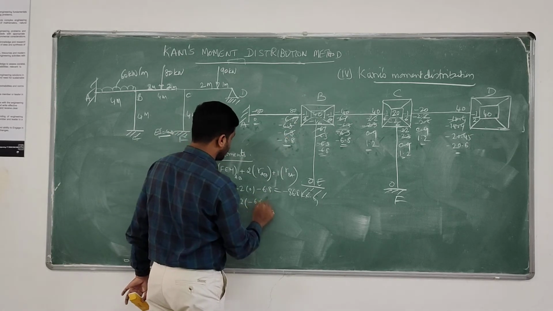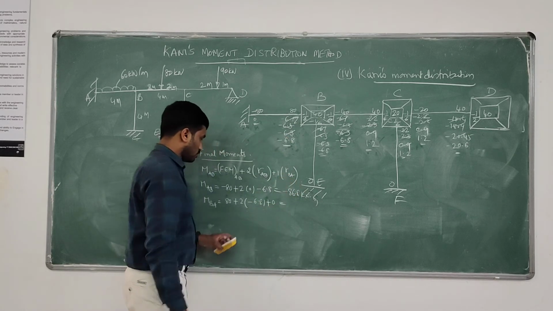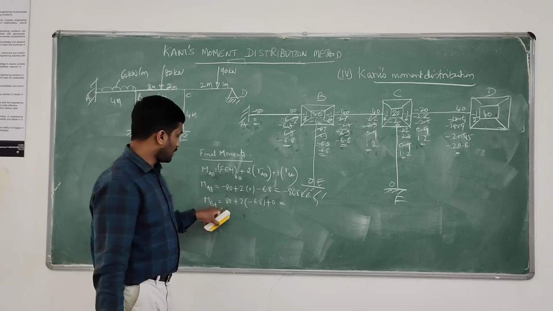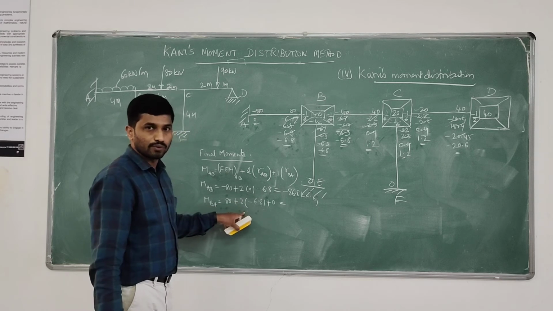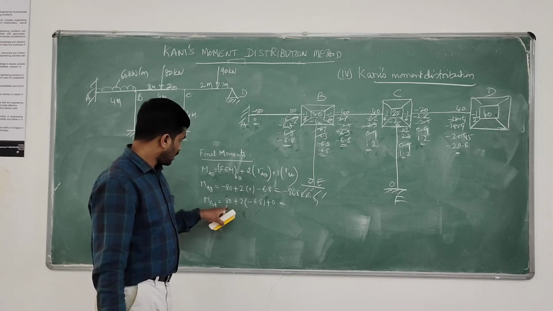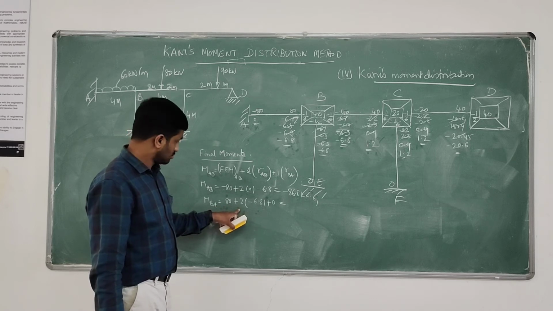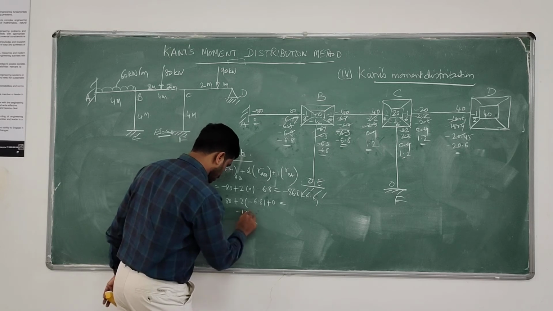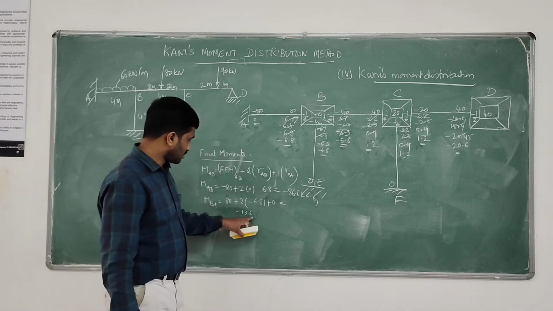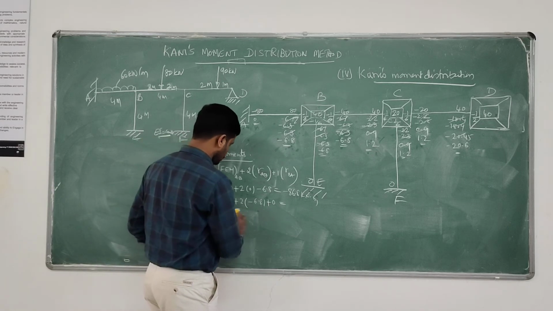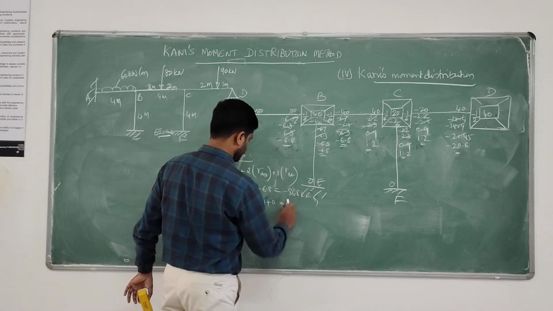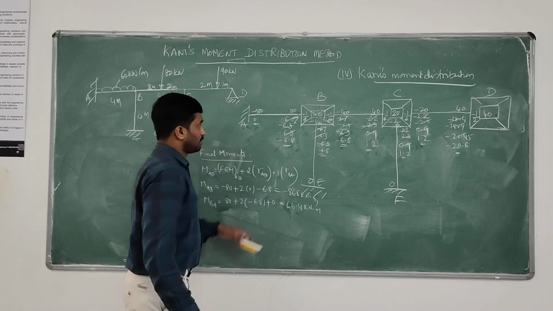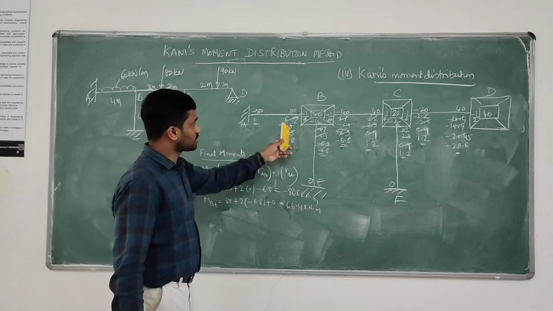Similarly, MBA equals the FEM of BA, which is 80, plus 2 times the rotation contribution of BA, minus 6.8, plus 0. So 80 minus 6.8 into 2, that is 80 minus 13.6. It will become 66.4 kilonewton meter. MAB is over, MBA is over. Next MBC.